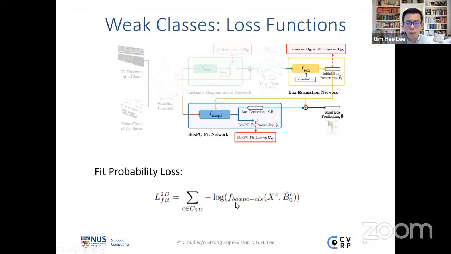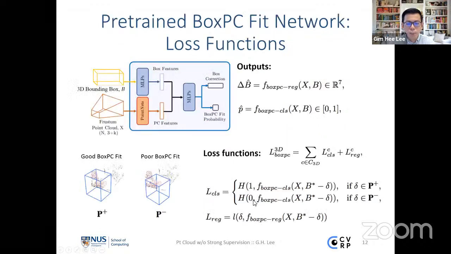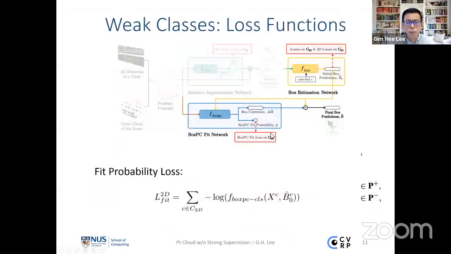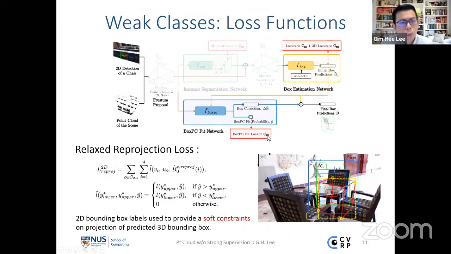So this particular probability here is actually the probability of the goodness from the previous slide, as shown here. Now, in order to prevent the wrong prediction from the weak classes, we also introduce several regularization losses. The first one that we introduce is the relaxed reprojection loss.